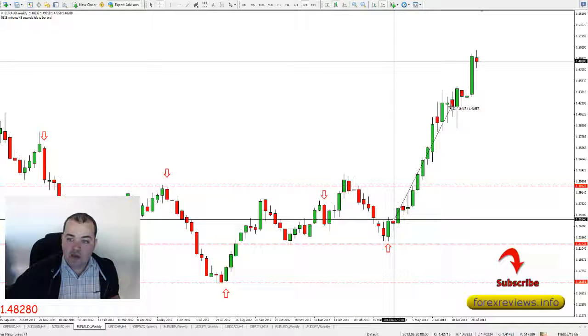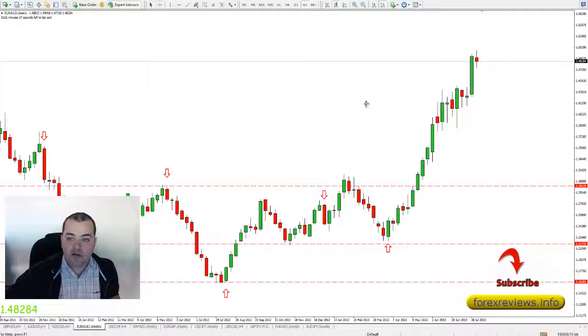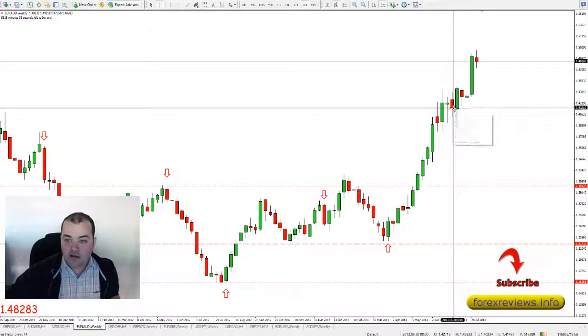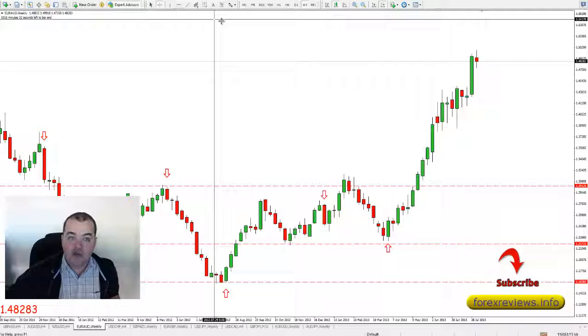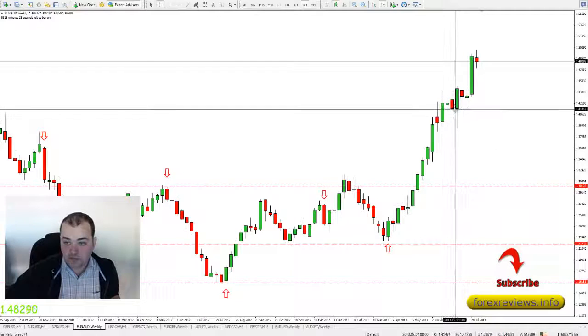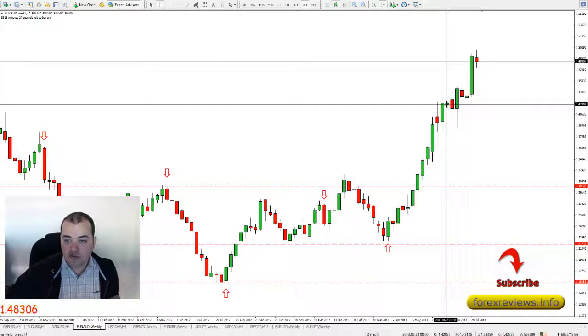Let's have a look at this. Up to there, we had 1,640 pips. So that's a lot of pips, right? If you bought on a retrace here, you could have gotten over 1,600 pips.